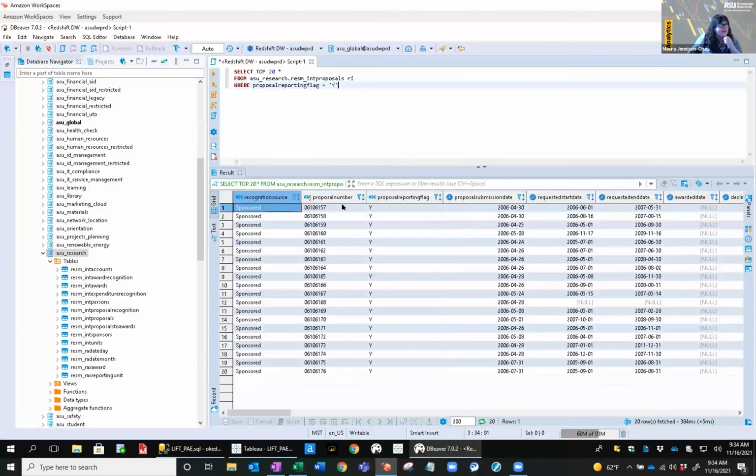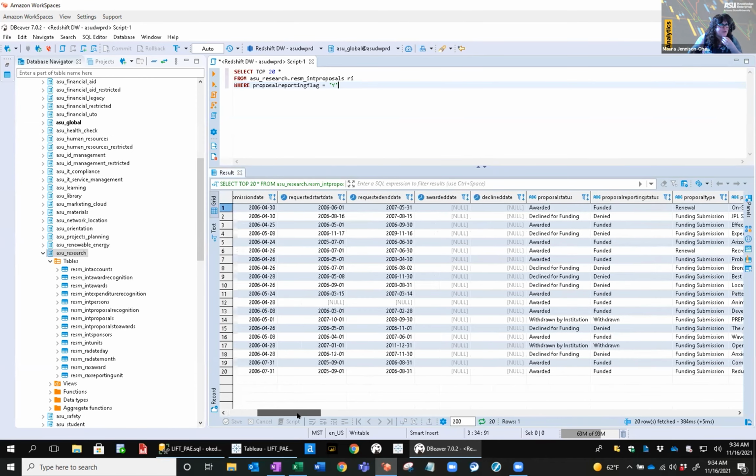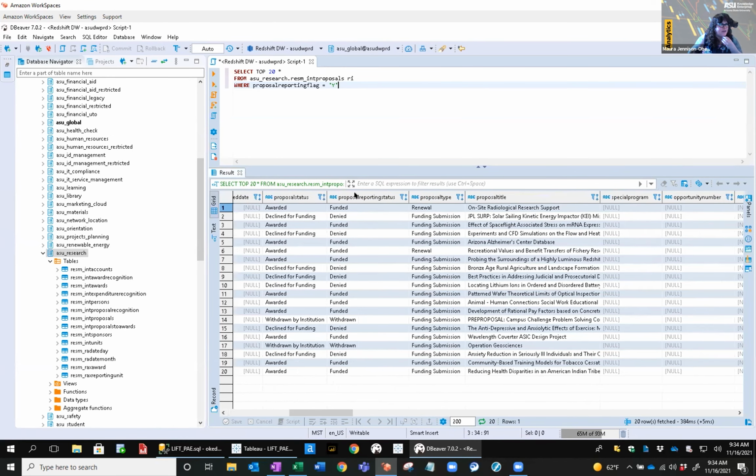Okay, so here we have our list of proposals. You'll see that the column order is a little interesting. It's not really that intuitive, but your important columns here: proposal number, when it was submitted, and then as we keep going through, you can see the proposal reporting status is the one that we always use in reporting. So that's whether it's been funded, denied, etc. And then here's your proposal title.